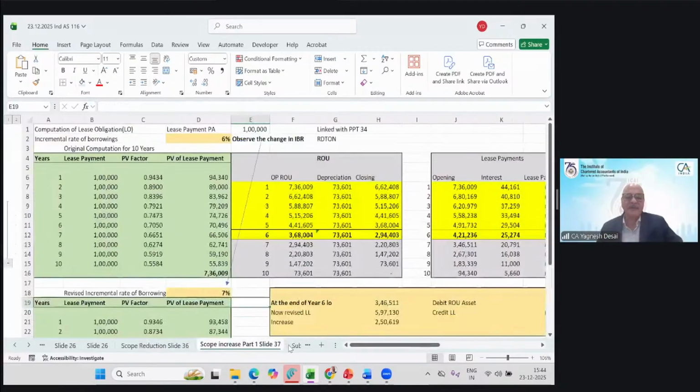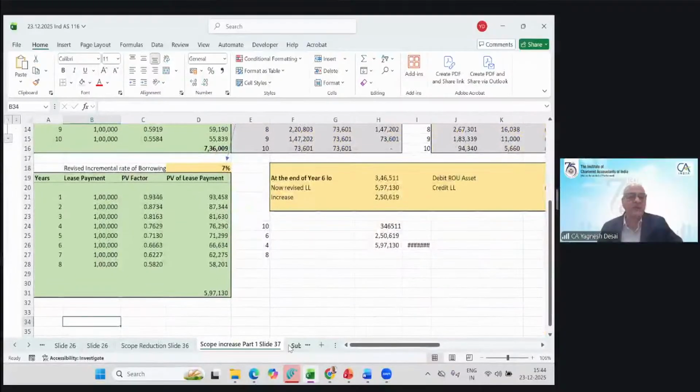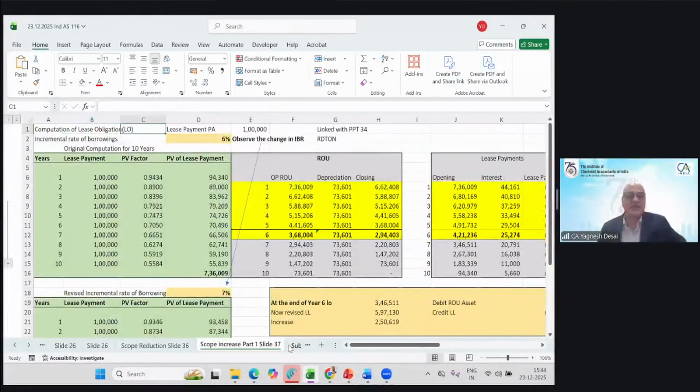Now again, there is a second example, of an increase in the lease term. It was originally for 10 years, and after the end of year 5, it is increased by another 7 or 8 years. What is important here? Observe the change in the incremental borrowing rate. It was 6%. Now it has gone to 7%.